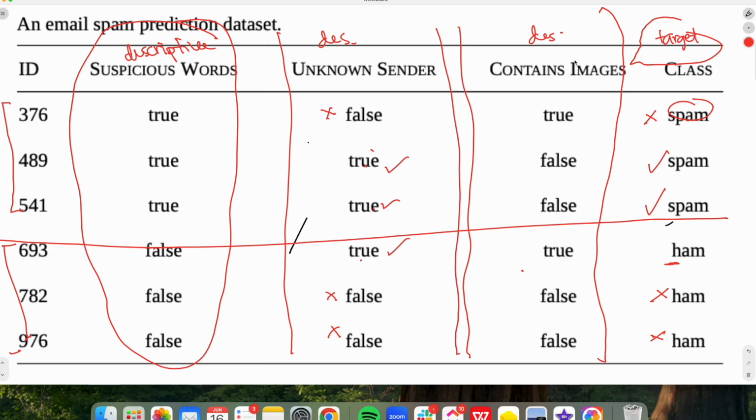So contains images has an IG equal to 0. So this may be removed from the decision tree. It's up to you, but when the information gain equals 0, we don't gain information from it to predict the target. So we should start our decision tree with the suspicious words. This discriminates whether it's a spam or a ham.